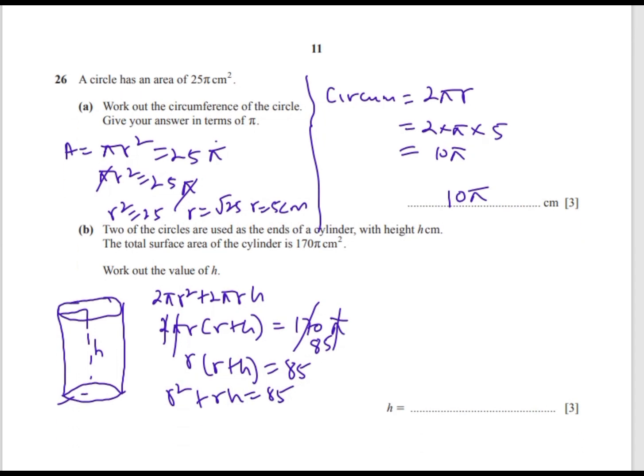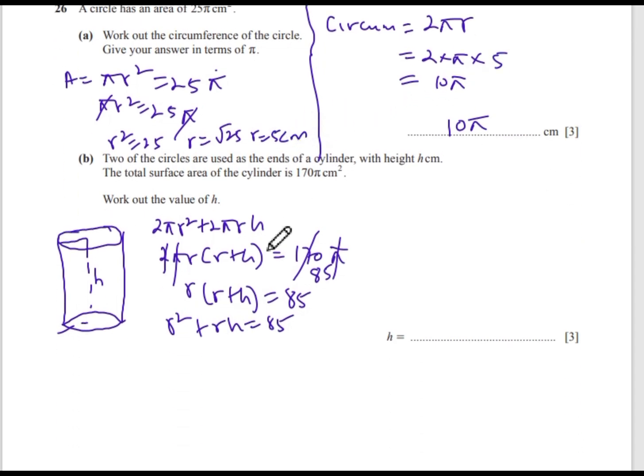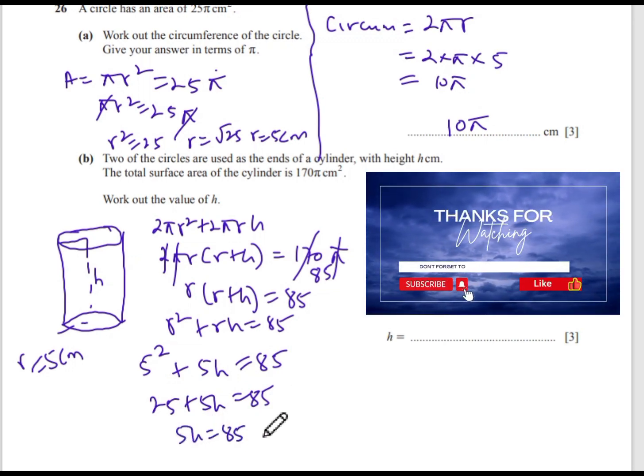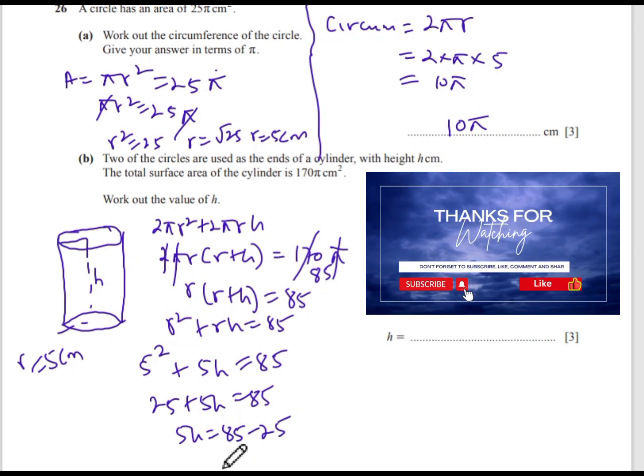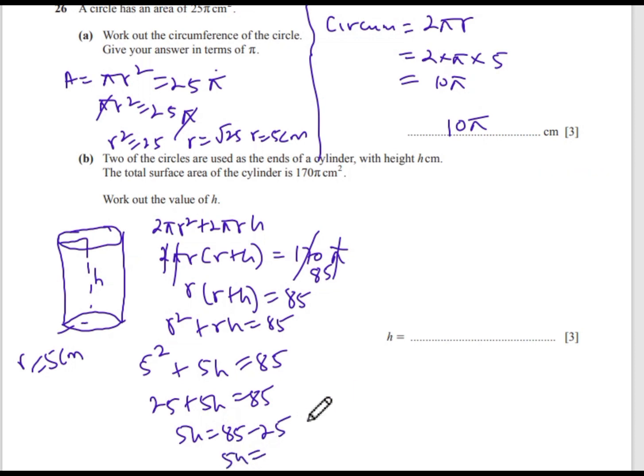Now we've established that the radius is 5 centimeters from the A part of the question. That's 5 squared plus 5h is equal to 85. That's 25 plus 5h is equal to 85. 5h is equal to 85 minus 25, that's 60. So h is equal to 60 divided by 5. H is equal to 12 centimeters. So h is 12 centimeters.